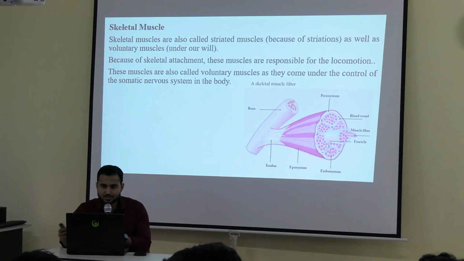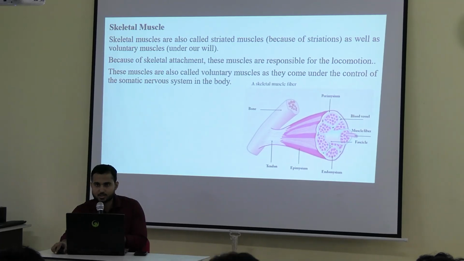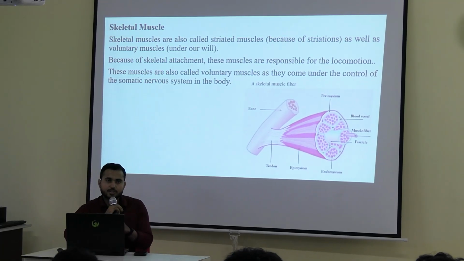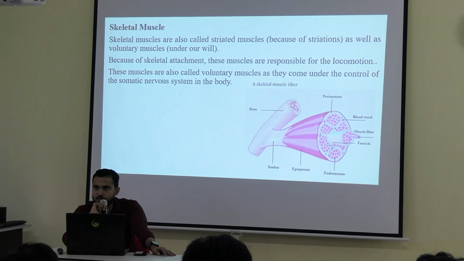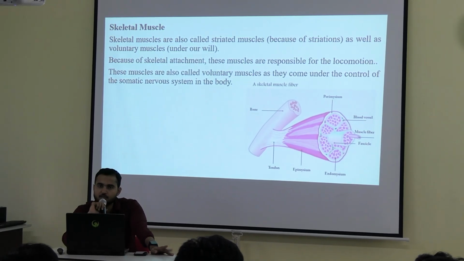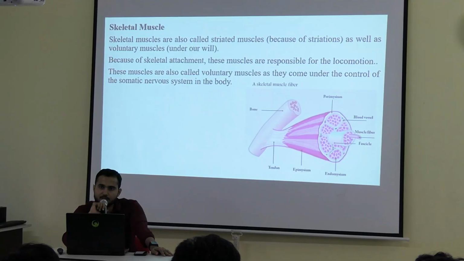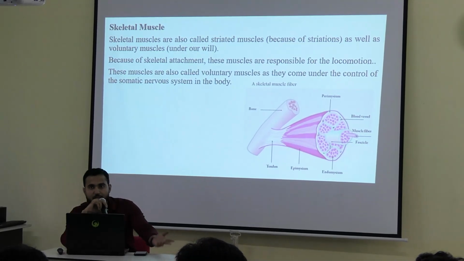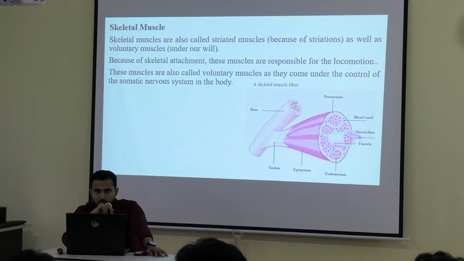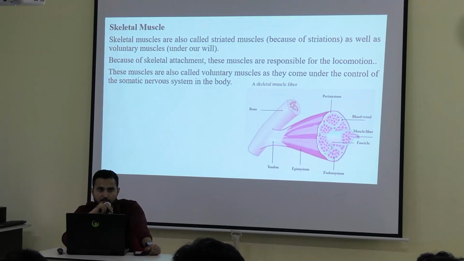So first, the skeletal muscle, also called striated muscle. You know that skeletal muscle is also called striated muscle. It is also called voluntary muscle. Why is it called voluntary muscle? Voluntary means you can control, but why? What is the reason? Yes, because of the nerve supply. It has somatic nerve supply.